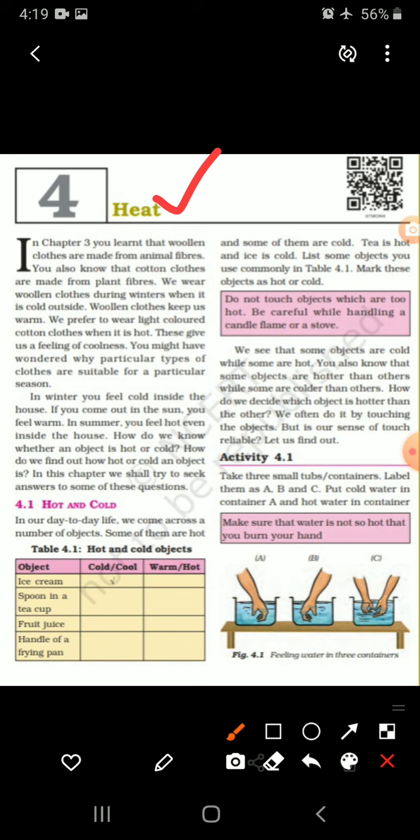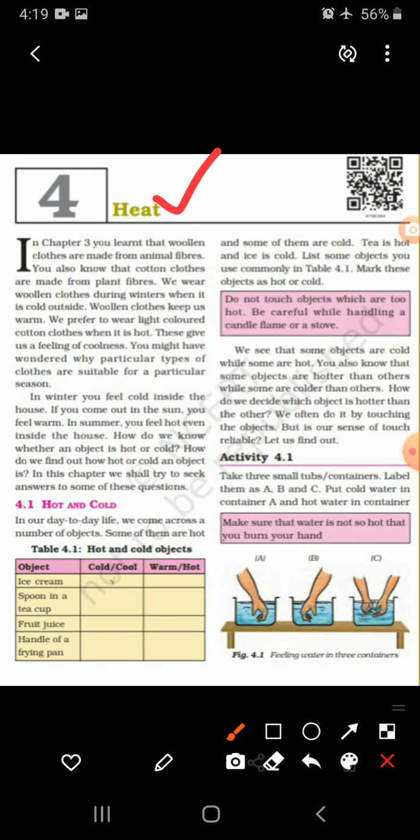In summer you feel hot even inside the house, while in winter you feel cold inside the house. If you come out in the sun during winter, you feel warm. Now, what does it indicate? It indicates the hotness or coldness of the weather. Okay? So, let us check how the objects feel to us.